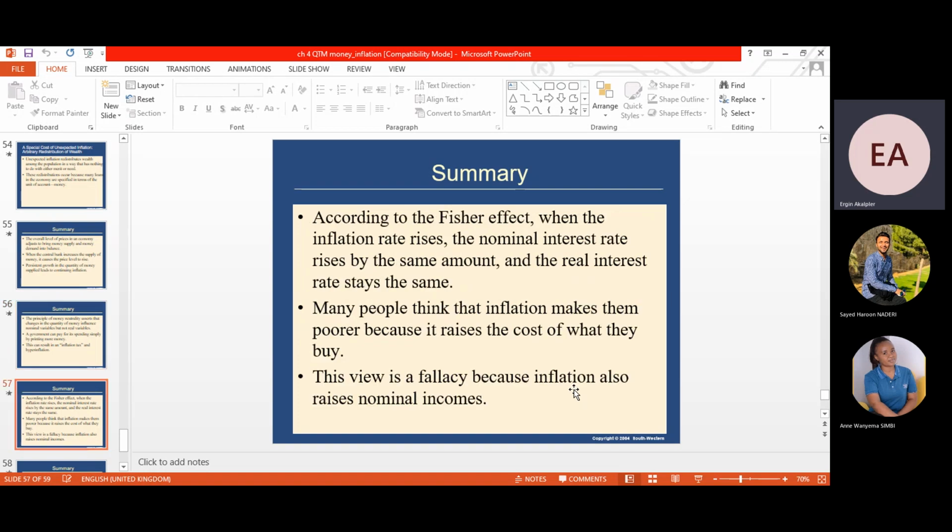According to the Fisher equation, the real interest rate should be equal to the nominal interest rate minus inflation, which means the nominal interest rate should rise with inflation, at least for maintaining the real interest rate and preventing loss of the value of money. Many people think that inflation makes them poorer because it raises the cost of living and the cost of buying goods and services. This view is a fallacy because inflation also raises nominal income, though that is also not good because nominal income increases while purchasing capacity is decreasing.